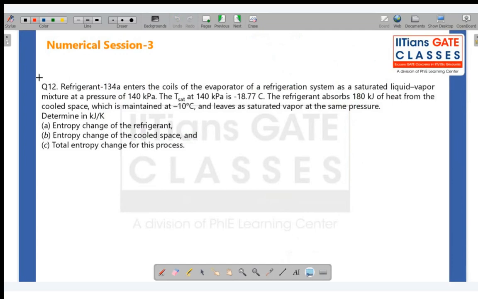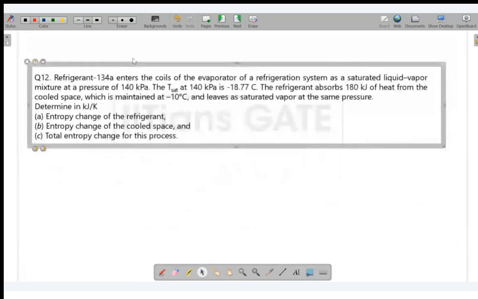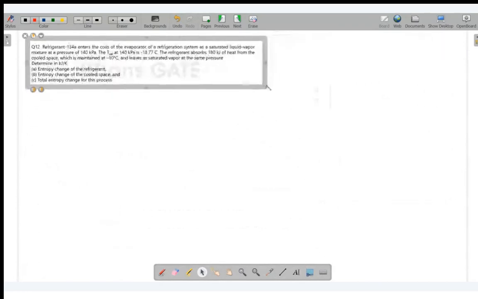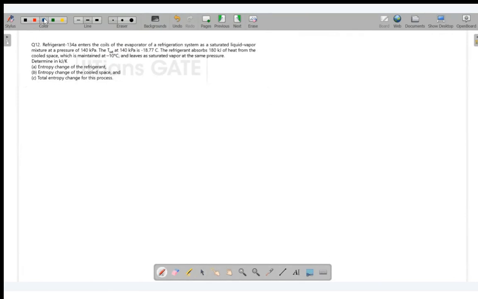Refrigerant 134. So we have a refrigerator now. And it enters in the coil of an evaporator of a refrigerating system as a saturated liquid vapor mixture at pressure of 140. So you see, you have a refrigeration system. You have an evaporator here. This is your evaporator. So your evaporator has coils, right? You have coils like this, in which refrigerant flows. Okay, so you have coils like this.